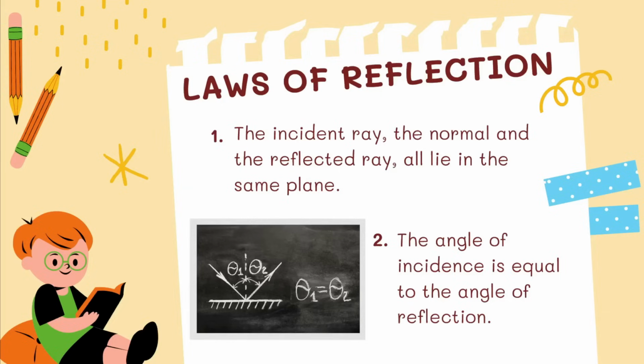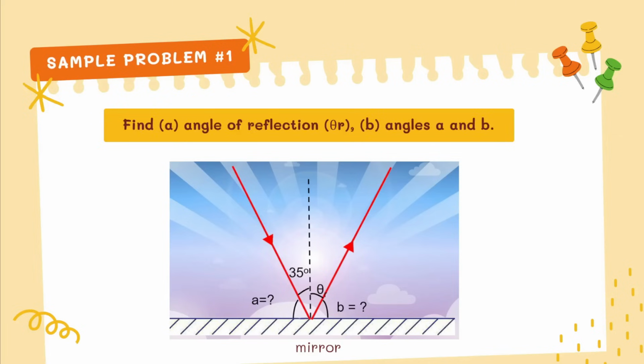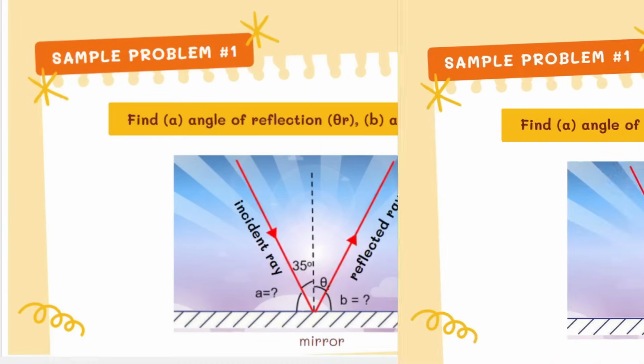So dito sa ating drawing, makikita natin we have two angles, angle 1 and angle 2 symbolized by the Greek letter theta. So we can see here that for reflection, theta 1 is equal to theta 2. Alright? So halimbawa, to sample problem agad. We are asked here to find the angle of reflection, theta r, and angles A and B using the two laws that we have discussed a while ago. Alright, so let's switch to Jamboard.